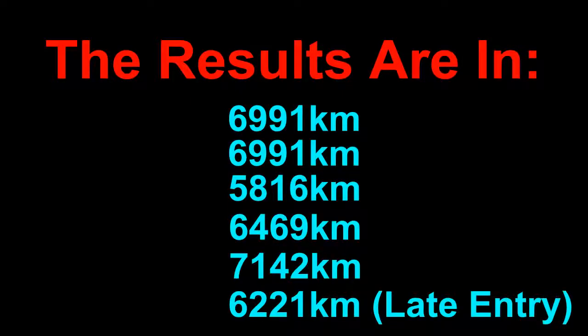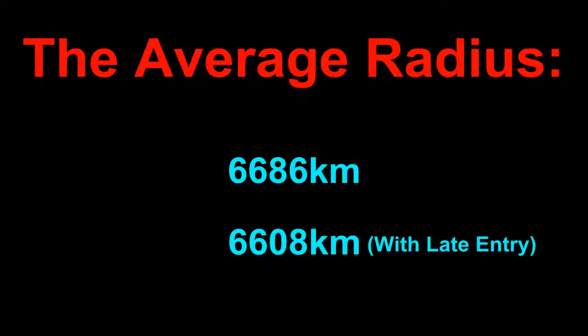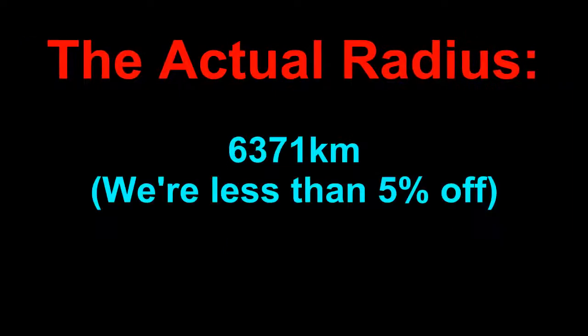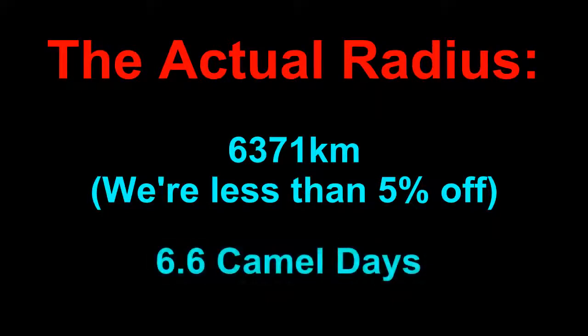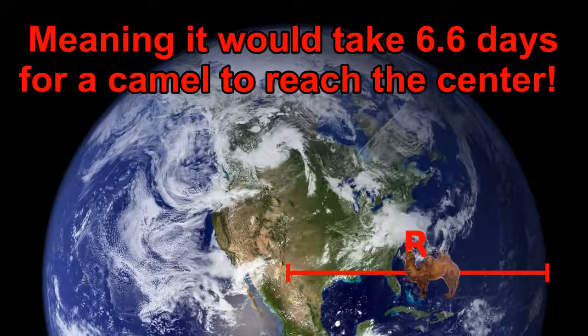Doing that calculation for every pair of data points gives us the following radii for the Earth. Averaging the 5 results gives us a radius of 6,686 kilometers. That's only 5% off the actual value of 6,371 kilometers. Or, in units Eratosthenes would understand, 6.6 camel days, assuming a camel running speed of 40 kilometers per hour.